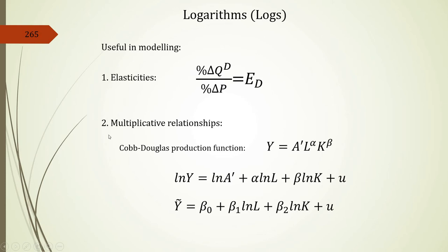Also, if we have some kind of multiplicative relationship, for example, the well-known Cobb-Douglas production function, you can transform this function to have it in logarithm shape, and then afterwards you can transform it into linear form, and then solve it through the ordinary least squares method.